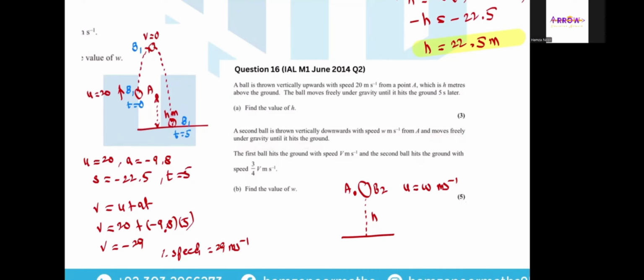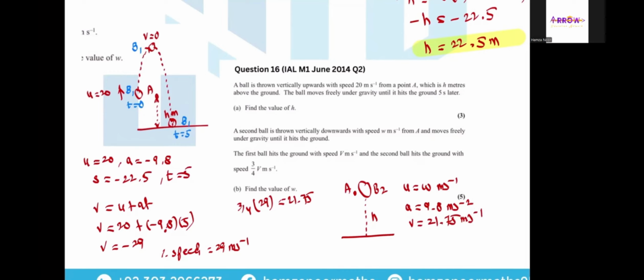For the second ball, we are taking the downward journey as positive, meaning when it is coming down, it will accelerate. So we will take acceleration as a positive value, which is acceleration due to gravity. And what we know is that this second ball hits the ground with a speed of 3 over 4 times 29. So just do the working for 3 over 4 times 29. This is 21.75 meter per second.